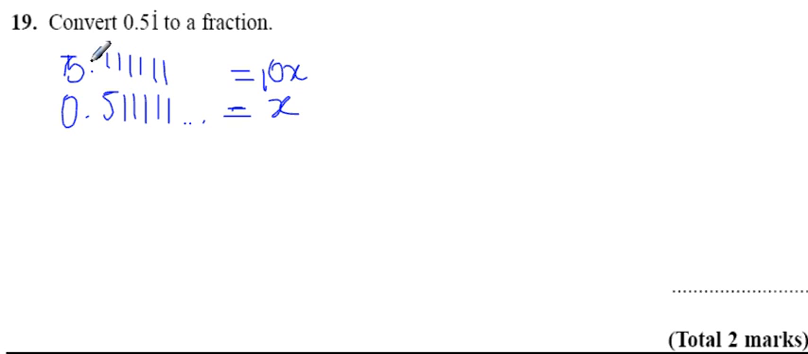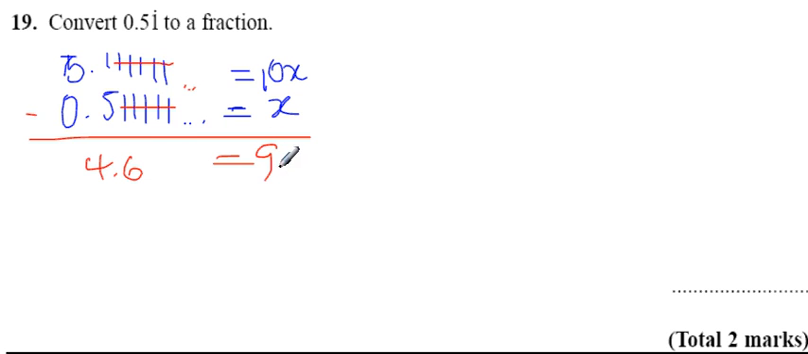So effectively it becomes 5.1 minus 0.5, because all the stuff over here, all these ones, when we subtract, are going to cancel out. Those ones are going to cancel with those ones, and this is an infinite number of ones as well. Effectively we're left with 4.6 equals 9x. So therefore x equals 4.6 over 9.